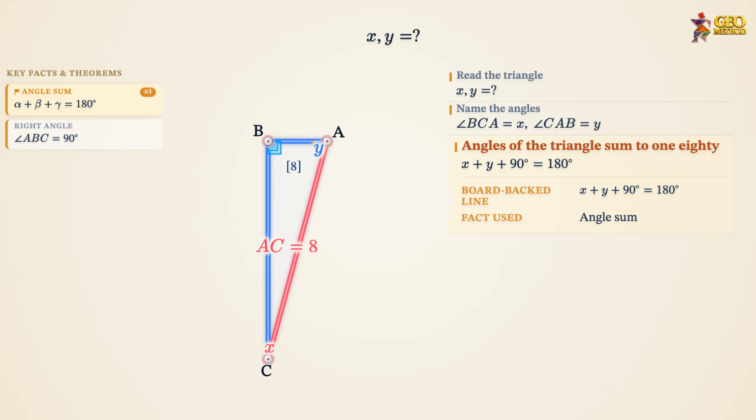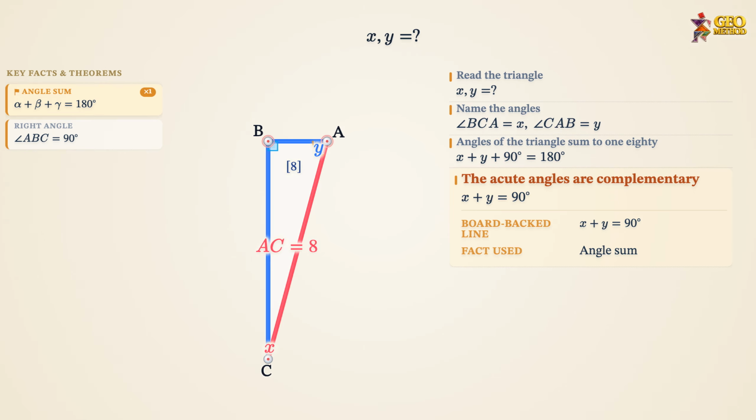The three angles of triangle ABC always add to 180 degrees, and the right angle at B already uses 90 of them. Subtract that 90 from both sides, and the two acute angles x and y must together make 90 degrees. They are complementary, which we will lean on at the end.